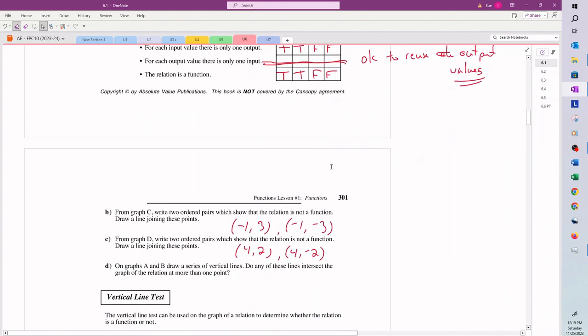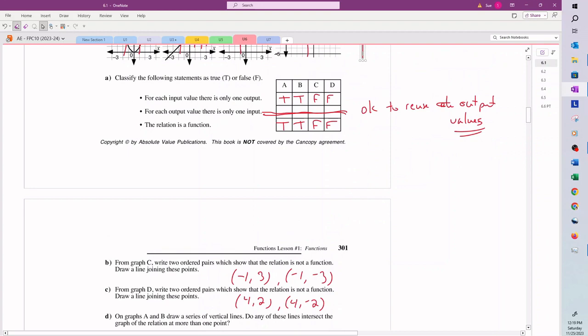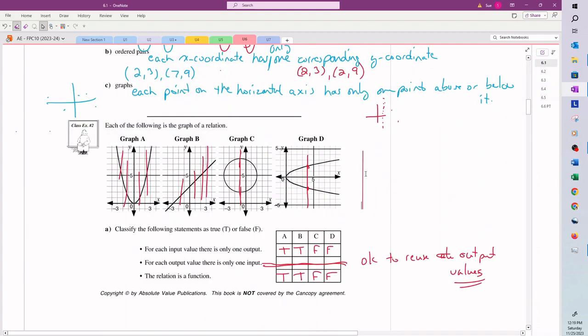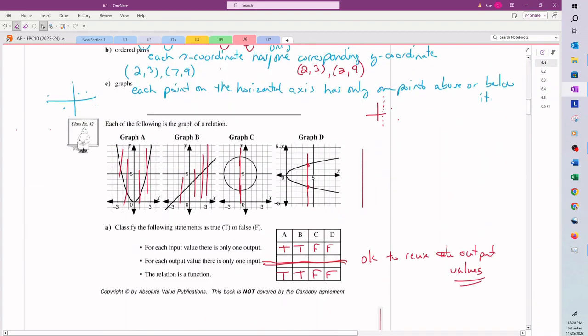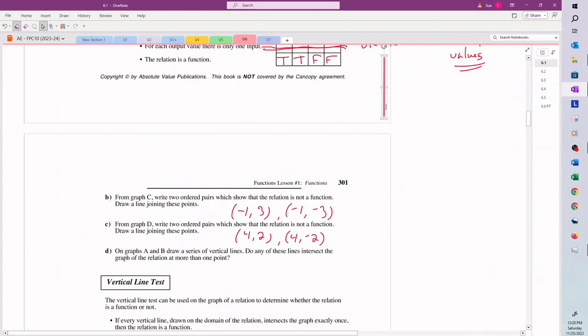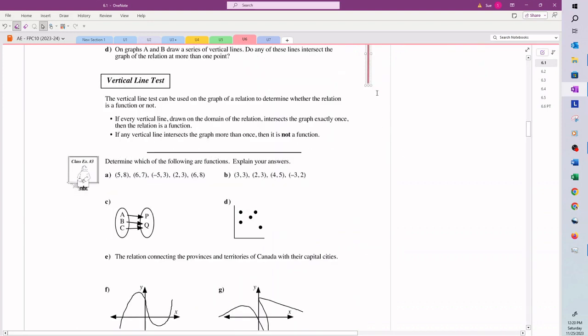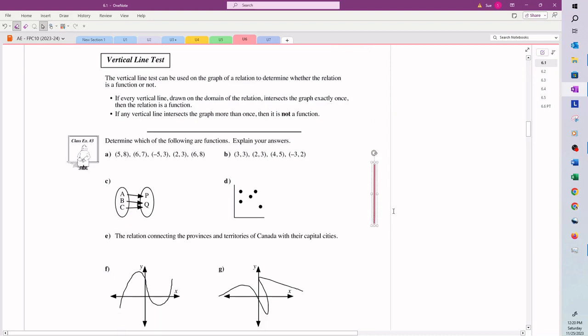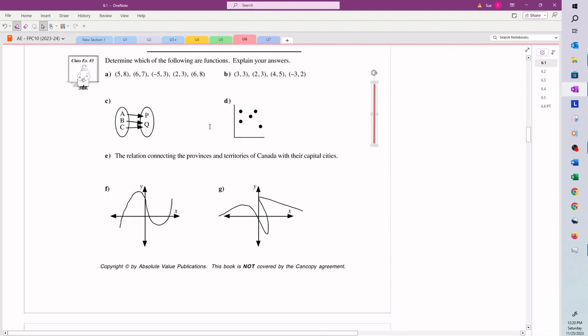So let's take a look at, I'm just going to drag this down here and grab it again, because I'm going to need it on the next page. Okay, so which of these are functions and which are not functions? The vertical line test doesn't help for everything. It's only for when it's graphed. But let's look at this one.